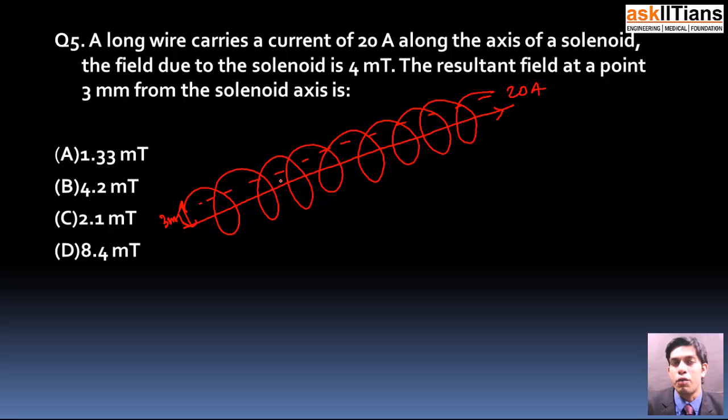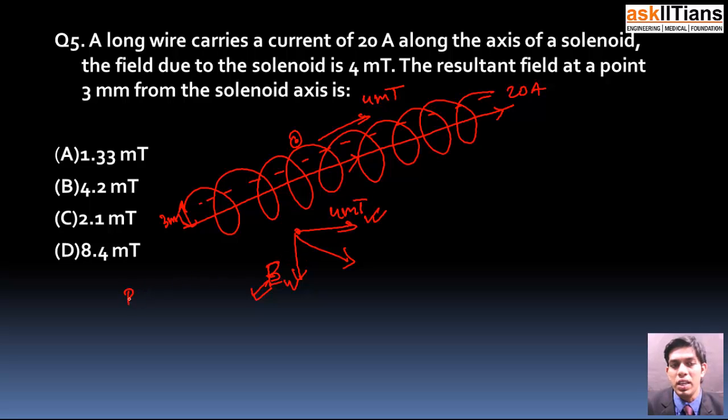So we know that the field due to the solenoid is in this direction and has a magnitude of 4 millitesla. The field due to the wire carrying the current along the axis of the solenoid will be perpendicular to it. So the direction corresponding to it will be like this. It's going outside the page, coming towards me. So the resultant field is a combination of 4 millitesla due to the solenoid and the field due to the wire. Now we need to find out the value of the field due to the wire.